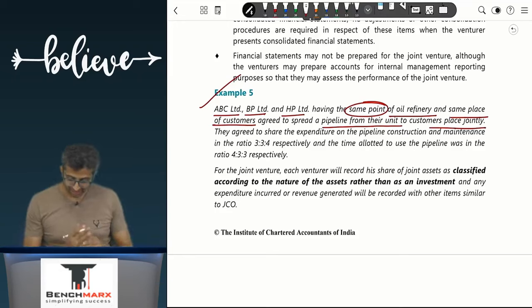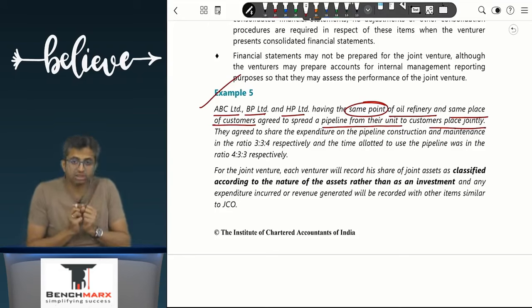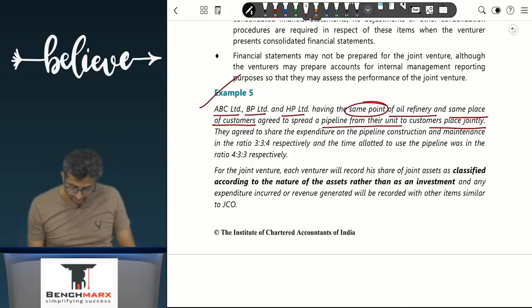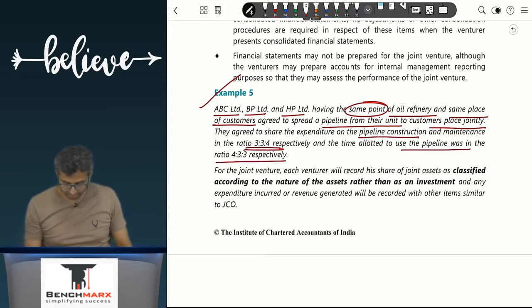Achha, have they made a company in the middle? No. No. But do they have a refinery? Yes. They agreed to share the expenditure on the pipeline construction and maintenance in the ratio of 3:3:4. And the time allotted to use the pipeline was some ratio for the joint venture.